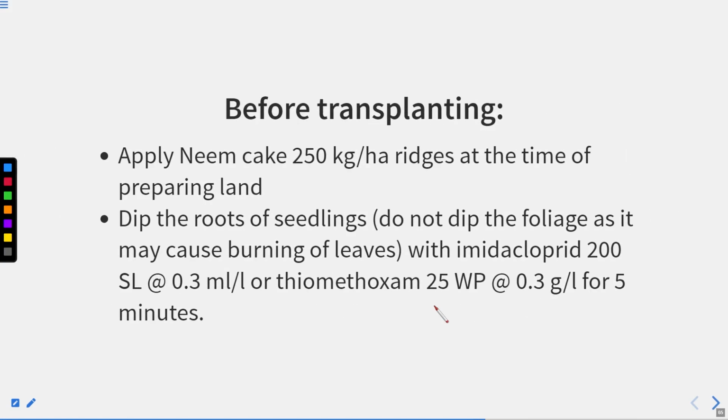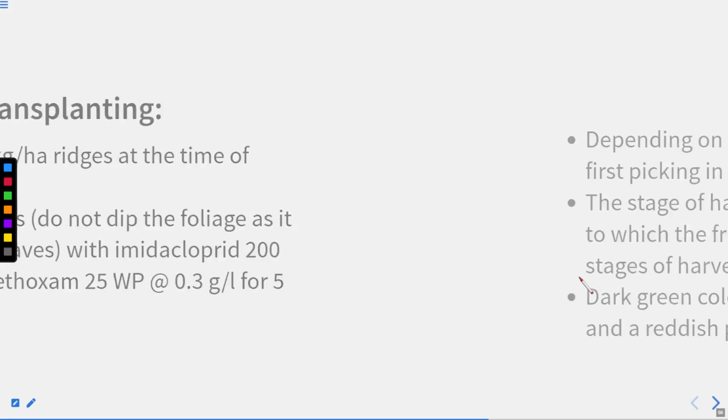Before transplanting, apply neem cake at 250 kilograms per hectare on ridges at the time of preparing the land, and dip the roots of seedlings in imidacloprid 200 SL at 0.3 ml or thiamethoxam 25 WP at the rate of 0.3 gram per liter for 5 minutes. These are some of the chemical treatments.